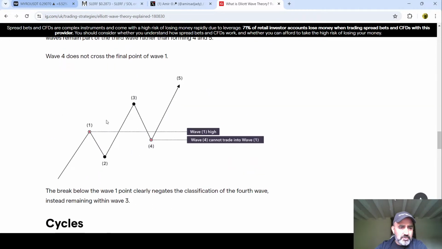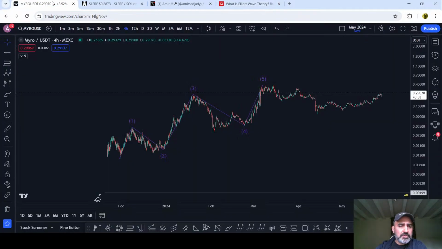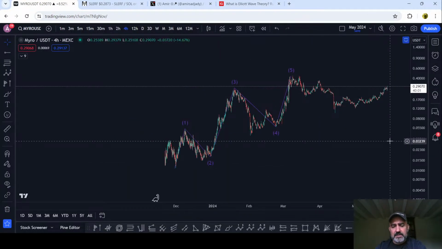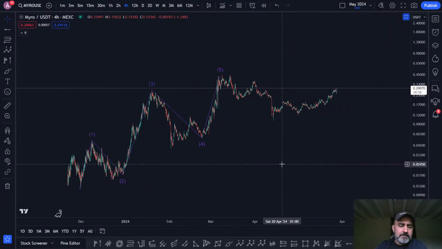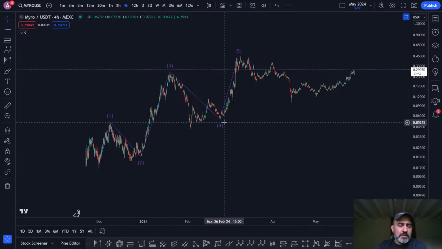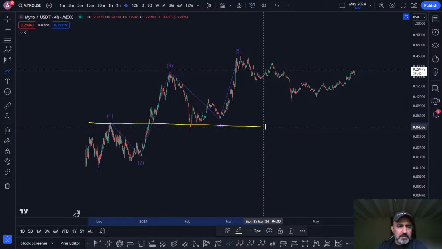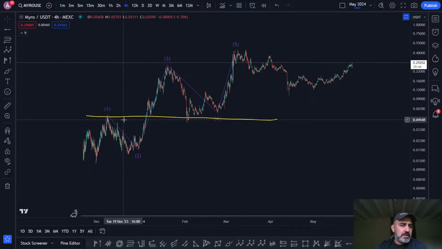Okay, and this is the other rule. Wave 4 does not cross the final point of 1. What does that mean? Well, let me explain it. You see here you've got the 0 point to the 1 down to the 2. Because now we've put in a 1, there's your 1. Now 4 can't come underneath the 1.